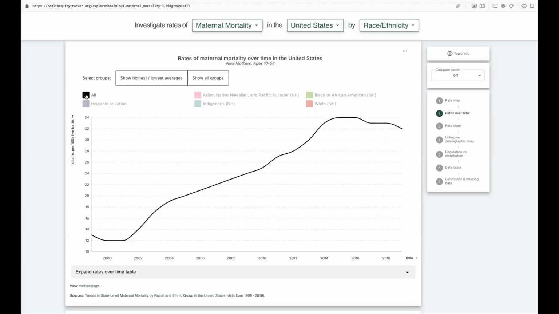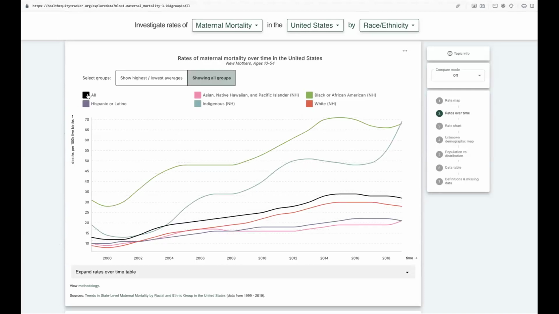The rate of maternal mortality has gone from 14 out of 100,000 new mothers dying in childbirth or afterwards from childbirth related causes, and that was in 2000. And it's gone all the way up to 32 in 2019. So it's doubled over the last 20 years.